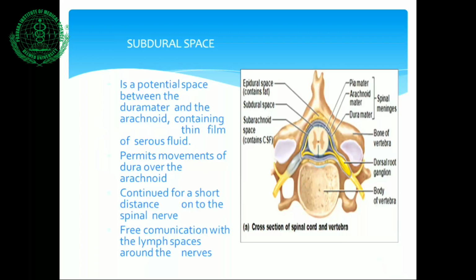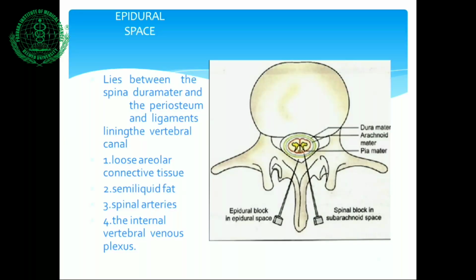The epidural space lies outside the dura mater of the spinal cord. It is usually filled with fat, spinal arteries, loose areolar connective tissue and the internal vertebral venous plexus. These are the contents of the epidural space. Mainly in the epidural space of the spinal cord, the epidural block is given.